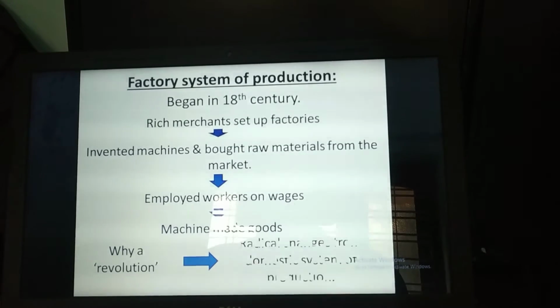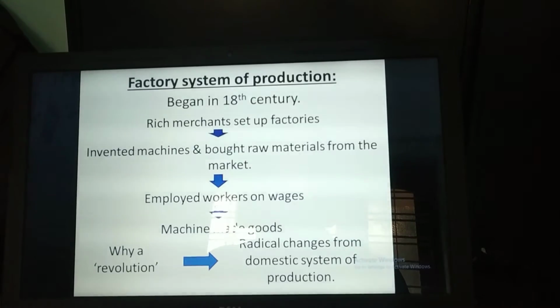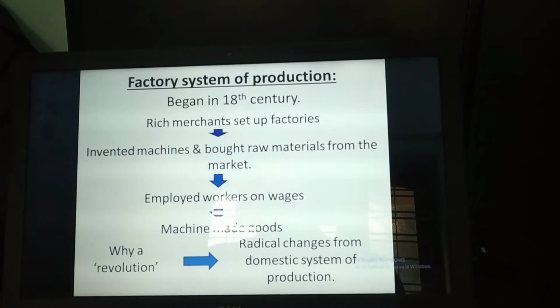And why is it known as a revolution? Because there were radical changes from the domestic system of production. In the domestic system, what happens? The artisans buy the raw materials from the market and they make the goods by using their hands and simple tools. But in the factory system, the merchants set up the factories and they employ the workers on wages, and they have machine made goods. Since there are radical changes from the domestic system of production, it is known as a revolution. That is why it is known as an industrial revolution.